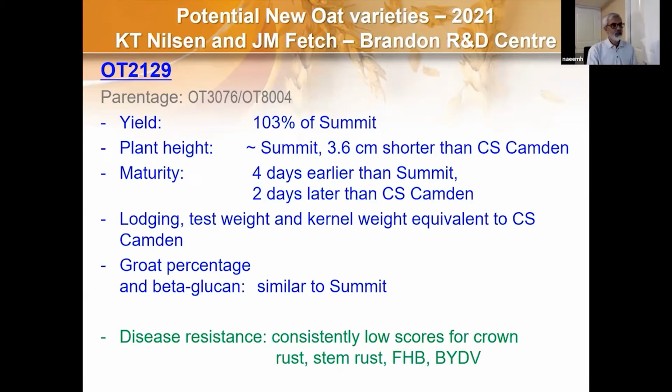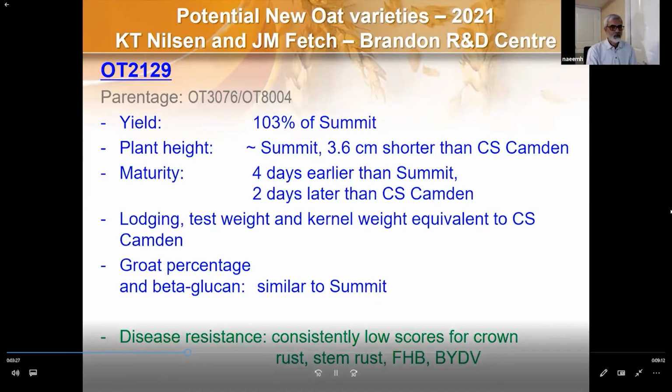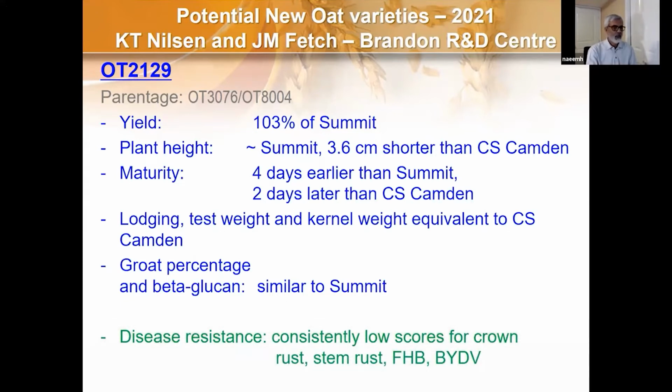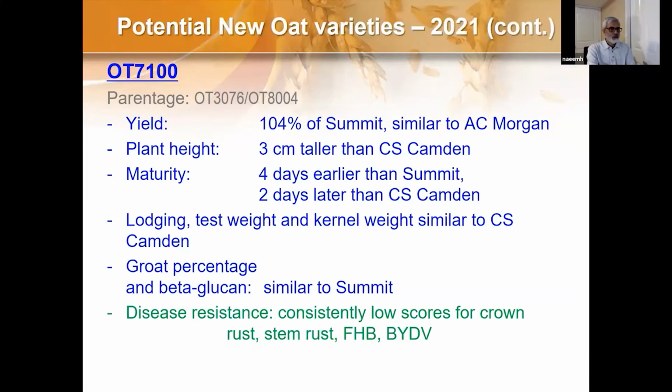OT2129 has a 3% yield advantage over our Summit. Plant height and maturity are similar to Summit and Camden. Lodging, test weight, kernel weight are equivalent to CS Camden. Groat percentage and beta glucan are also similar to Summit. It offers a good disease package. Consistently low scores have been recorded for crown rust, stem rust, fusarium head blight, and barley yellow dwarf virus. As both of these lines are coming from the same cross, they are pretty similar in their agronomic and quality attributes.